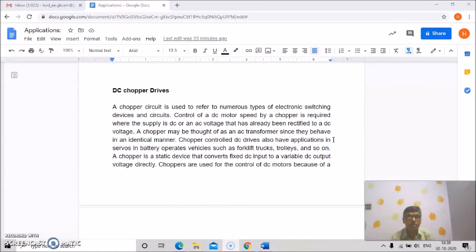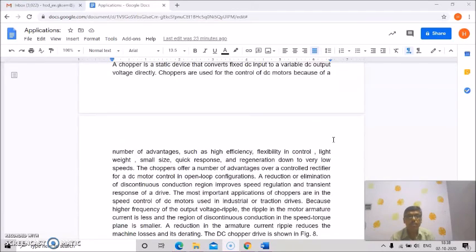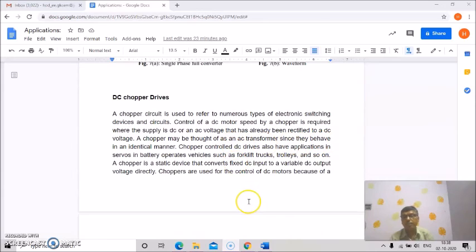Okay, and then we'll discuss DC chopper drives. A chopper circuit uses numerous types of electronic switching devices and circuits. Control of a DC motor speed by a chopper is required, where the supply is DC or an AC voltage that has already been rectified to DC, and the chopper may be thought of as an AC transformer. Chopper controlled DC drives also have applications in servos and in battery operated vehicles such as forklift trucks, trolleys, and so on.